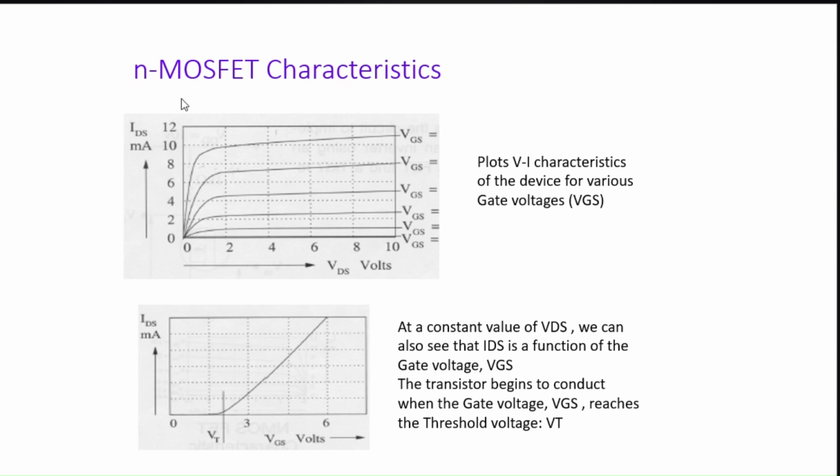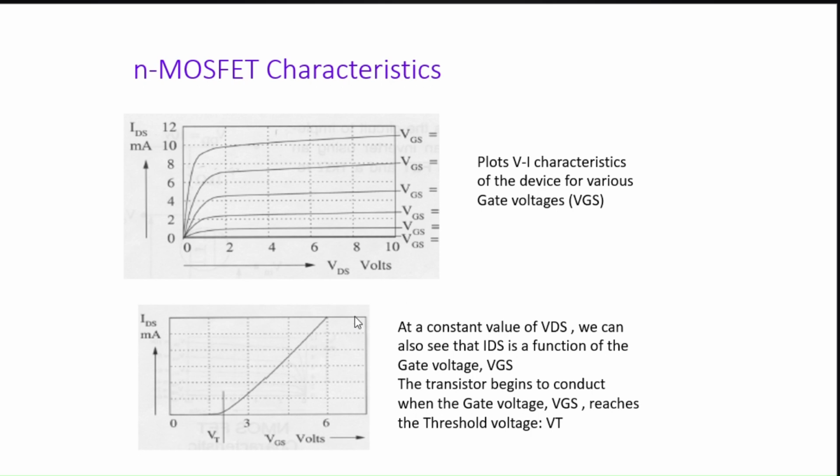Now, let's talk about the electrical characteristics of a MOSFET. The graph on the top here plots drain current versus drain source voltage, VDS, for different values of gate voltage. You can see as the VGS increases, as we are moving upwards, more current flows, and higher gate voltage means a stronger channel.